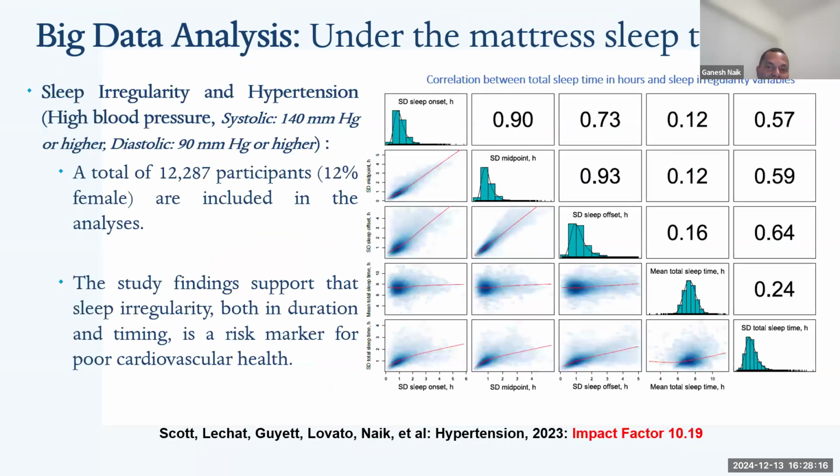So another study we did was basically to see, that's what I mentioned about the blood pressure. We wanted to see whether sleep irregularity, that means the variations in sleep, is related to hypertension. Hypertension is the term used for high blood pressure. So hypertension is not good. You might have heard about that also.